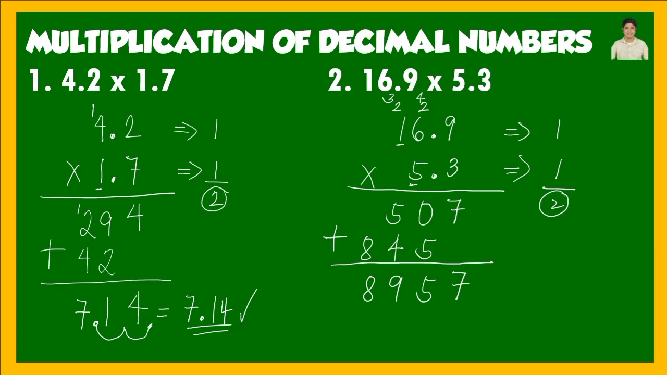So, mag-move tayo dun sa 7, papuntang left. So, dito po ang ating decimal point. So, our final answer will be 89.57 or read as 89 and 57 hundredths. So, this will be our final answer.